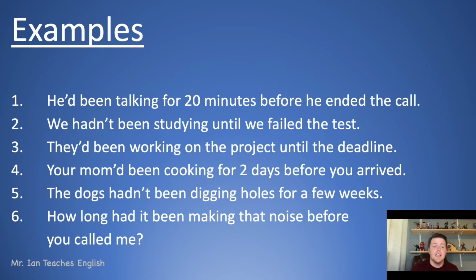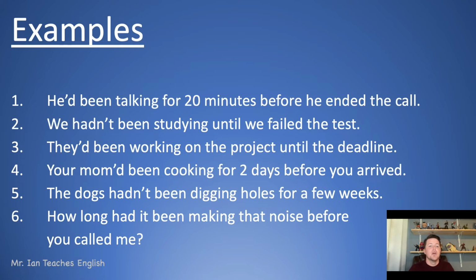Number one, he'd been talking for 20 minutes before he ended the call. All right, so the past perfect continuous shows us something that happened before and continued until that point. So he started talking 20 minutes before. He continued to talk for 20 minutes until that ending point, which is he ended the call. So both are true. It happened before and at the same time.